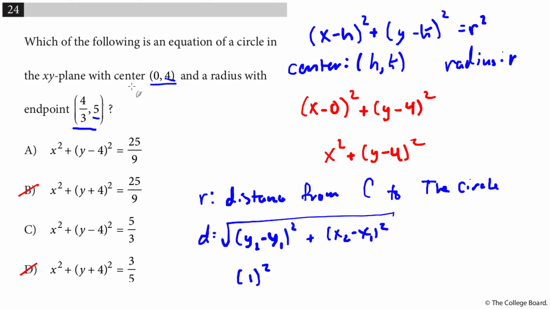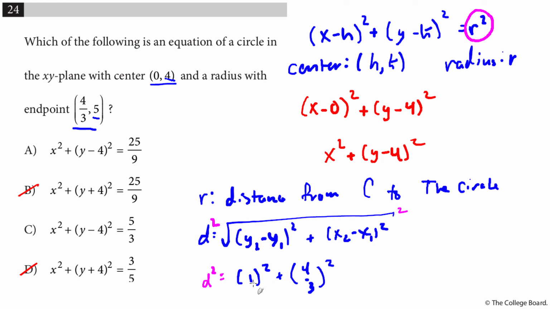x2 is 4/3, x1 is 0, so I'll have plus 4/3 squared. Now, I'm going to do something that's going to be useful for this problem, but maybe not in every case. I notice that my equation needs r squared. So this d is just r. So I'm just going to square both sides to get the r squared. And when I do that, notice I don't need to worry about a square root anymore.